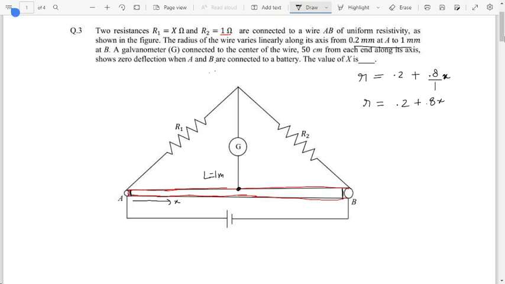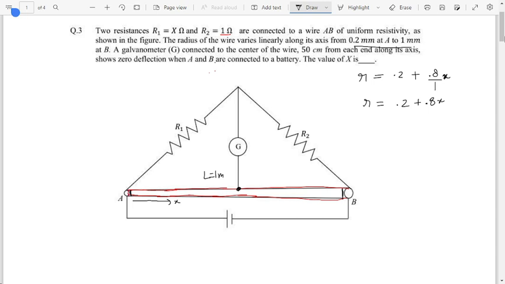You could have also written this using straight line variation. That means you could have assumed r equals mx plus c. How do you assume the straight line function y equals mx plus c? Similarly, you could have assumed the radius as mx plus c, and then you could have found the values of m and c. At x equals 0 the radius was 0.2 mm, and at x equals 1 meter the radius is 1 mm. So anyway you're going to get this radius.